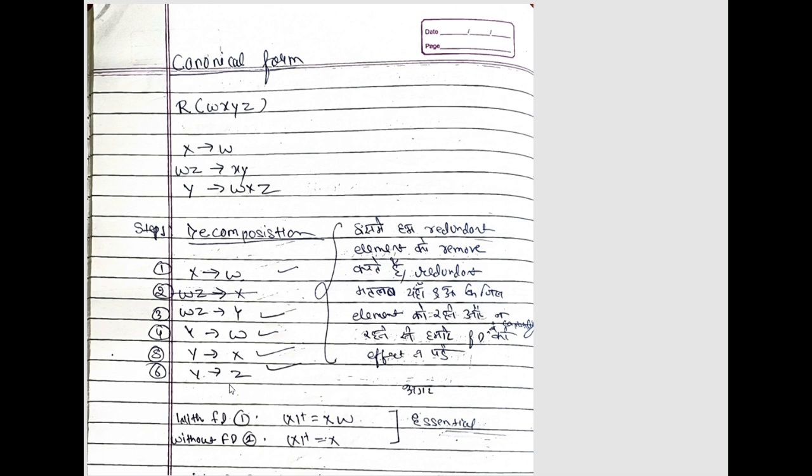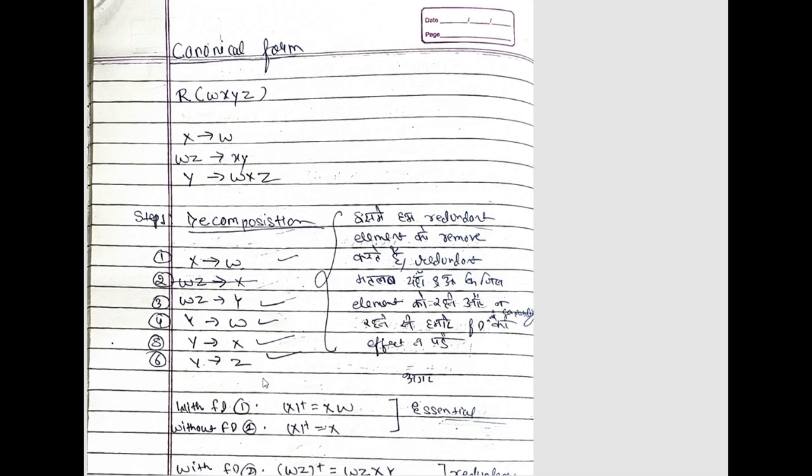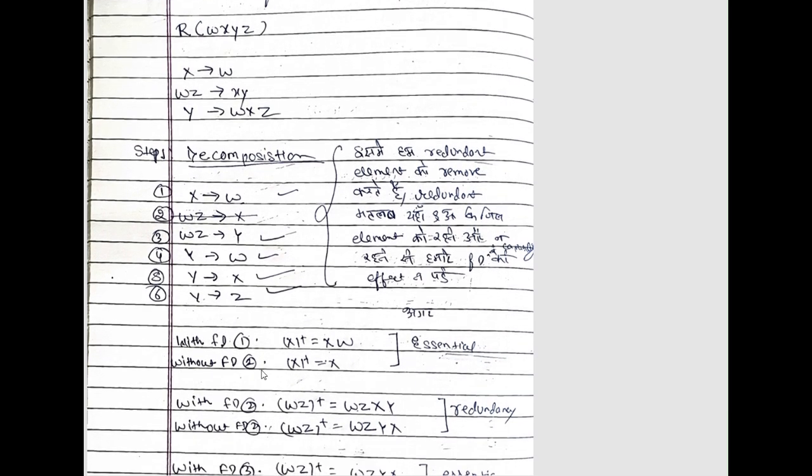Okay, now the decomposition part is done. Now we are trying to find the closure of each attribute of these dependencies, and we are keeping those attributes which are essential in future need. So let's start with X closure. From X closure we get X, and X derives Y, so we get Y and W also.